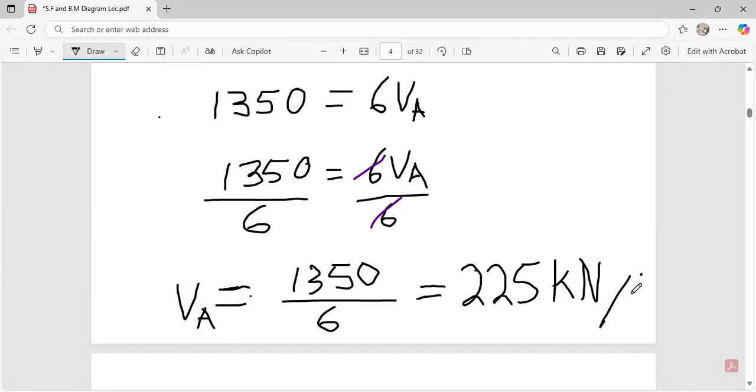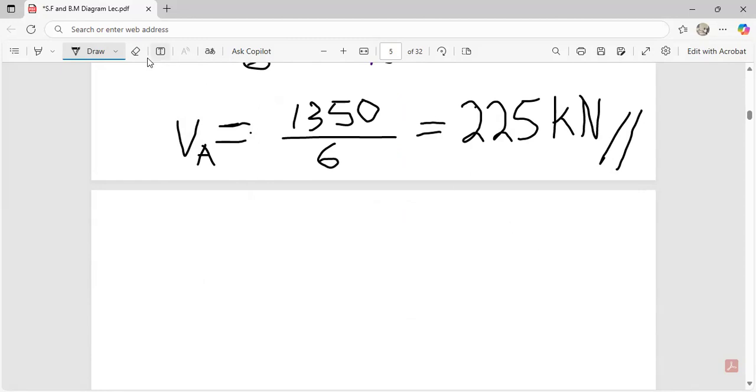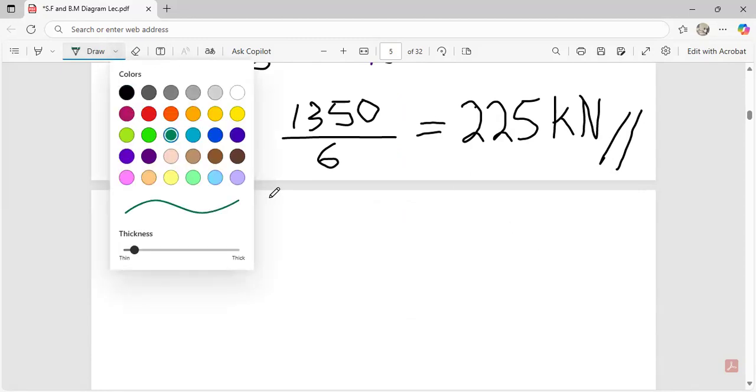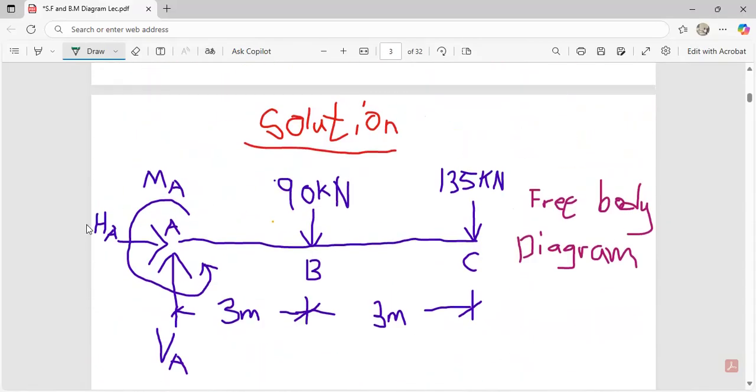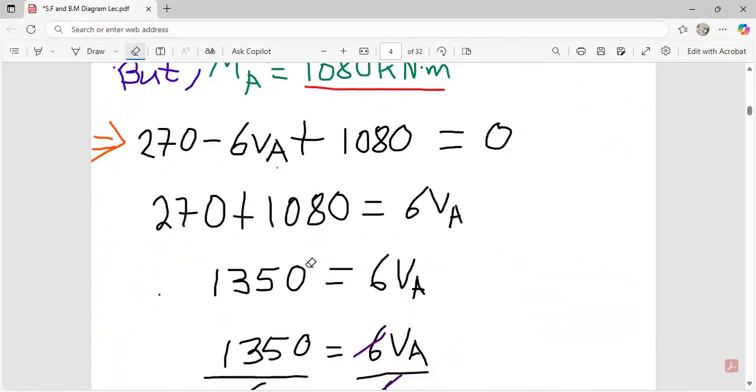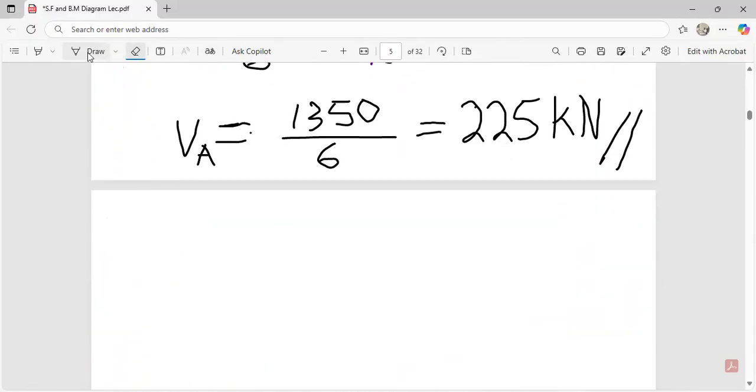Okay, good. From here, what else do we do? We only have to consider all our horizontal forces. This horizontal force you see over here, the HA, that is what I'm talking about. This HA is what I'm talking about. So we have to consider all our horizontal forces. So we come over here, considering all horizontal forces.